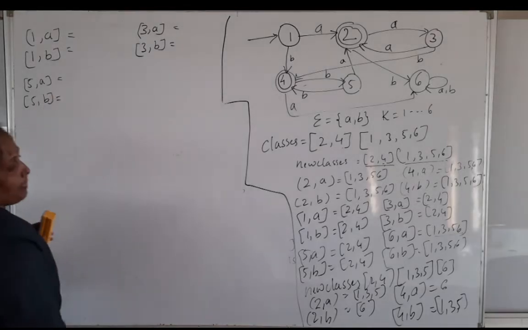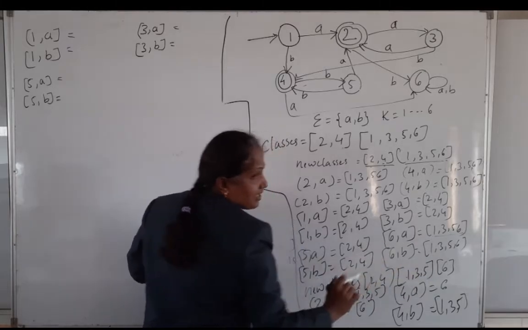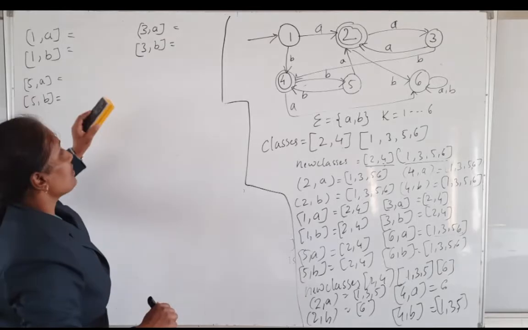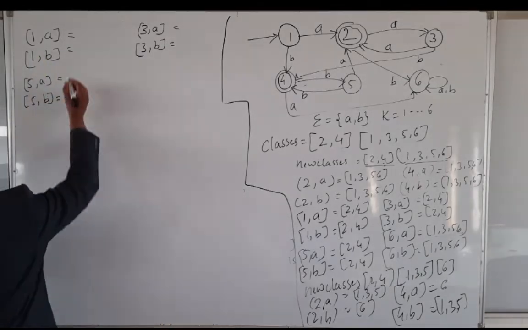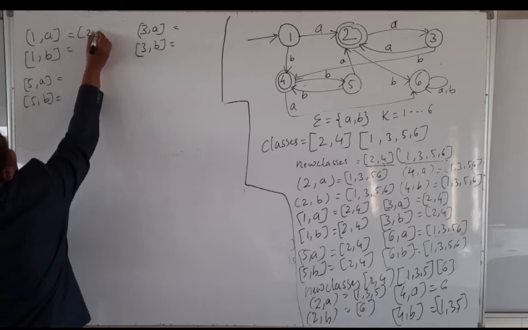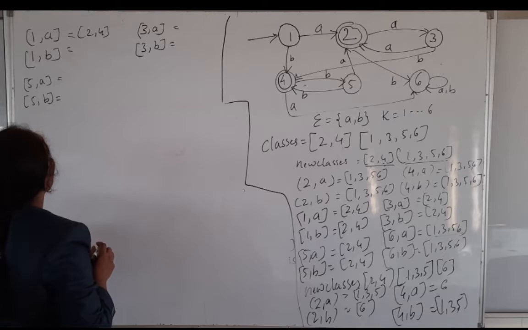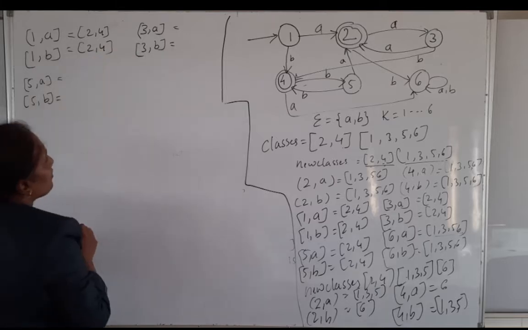So 1 of A. So what are my classes here? 2 4, 1 3 5, 6. So 3 classes I have. So check out the transition from each of these states. So 1 of A, where I reach 2, and 2 is a member of this class, 2 and 4. Next 1 of B. So 1 of B, where I reach 4. So I'll write 2 comma 4.